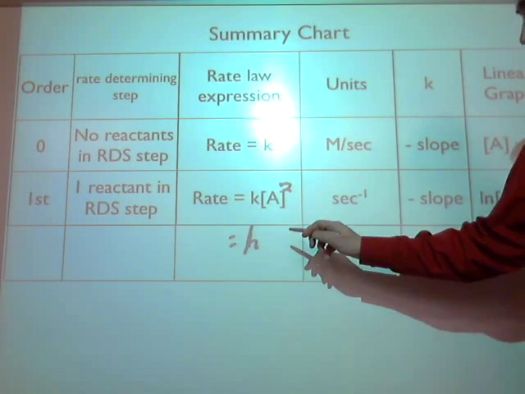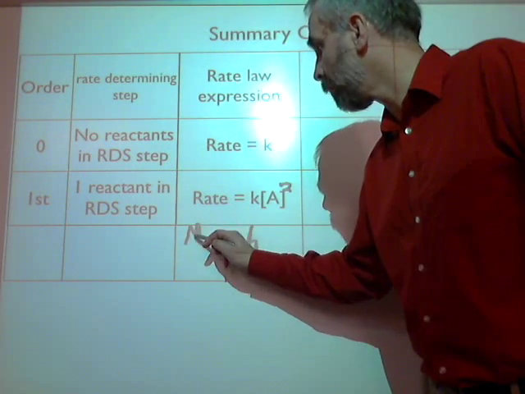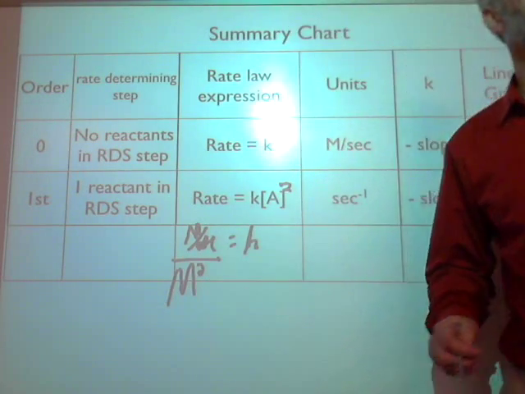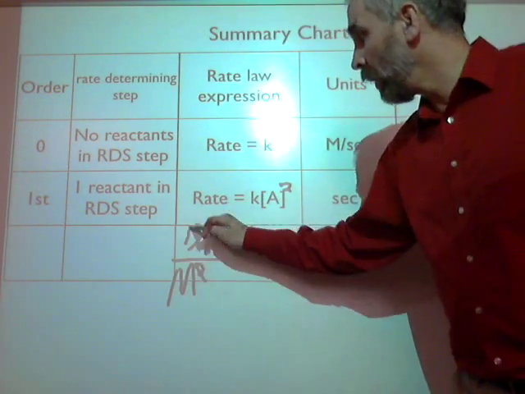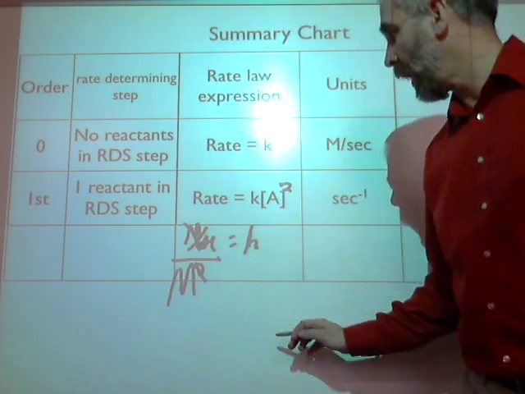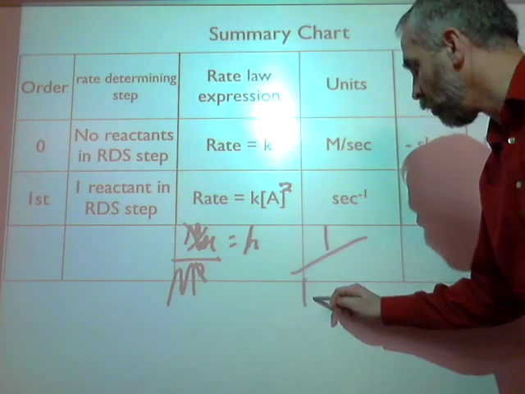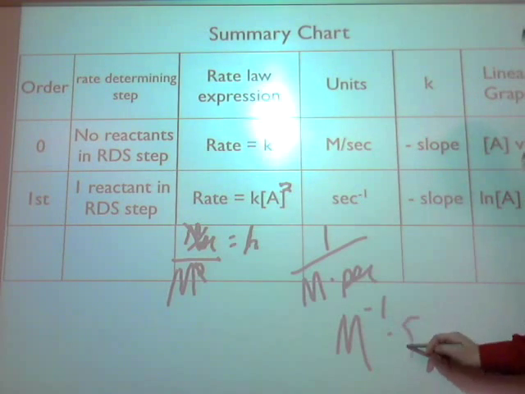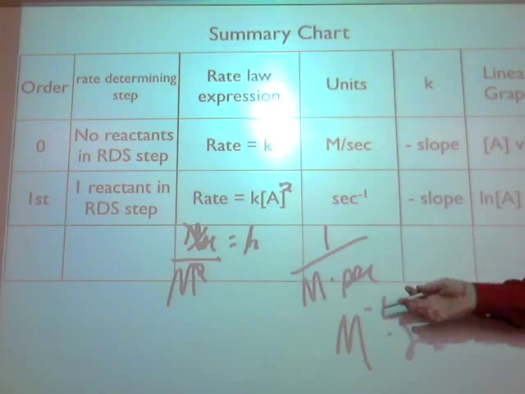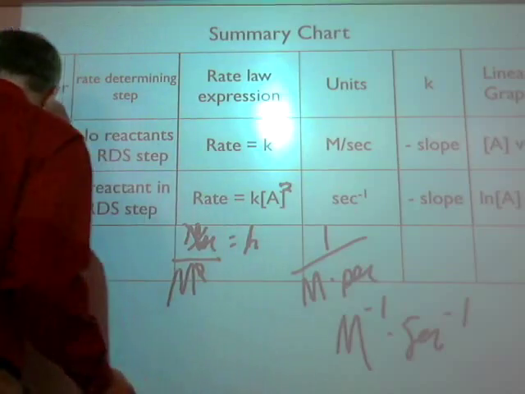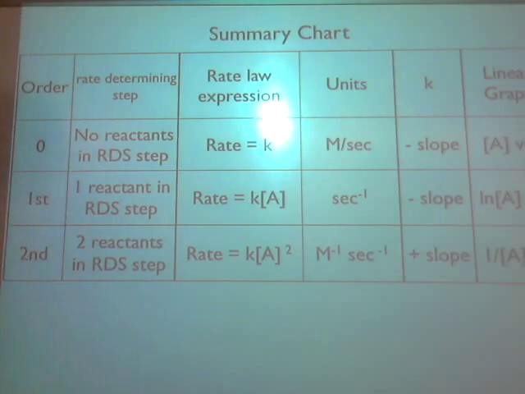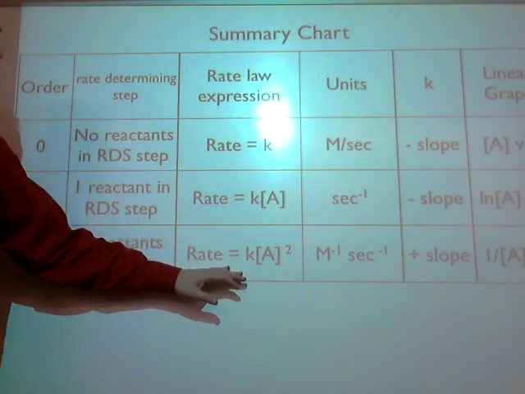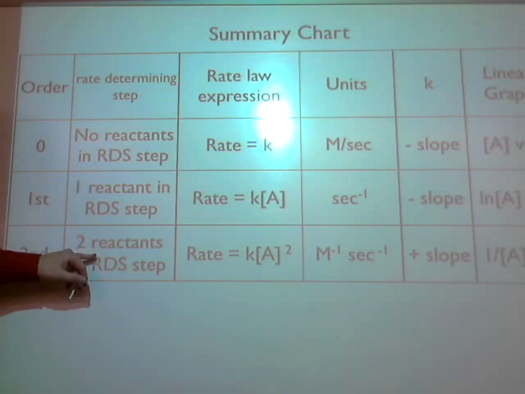Well, K would equal rate, which is in molar per second, over molar squared, correct? One of the molars would cancel out. And we'd be left with 1 over molar seconds. Or molar negative first, seconds negative first. Same thing. And that's exactly what you get. Per molar seconds. Okay? And the rate, of course, there's a rate law expression. 2 guys are in the slow step.